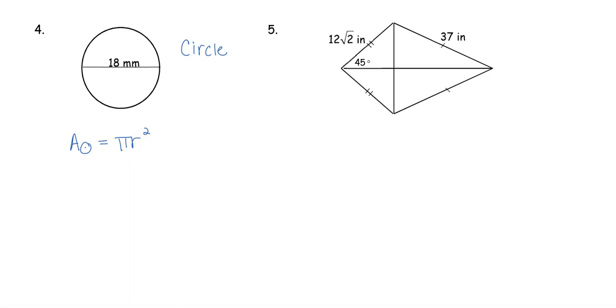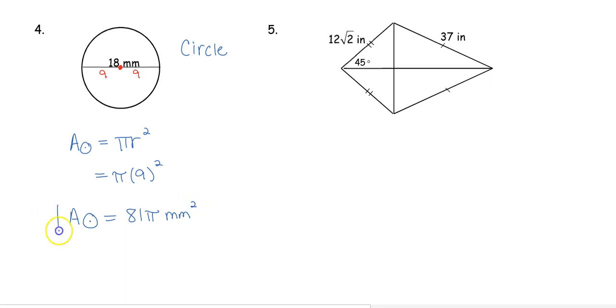When I look at my diagram, I just had that 18 across, which means that that 18 is the diameter, and 9 is going to be your radius. So be very careful about using the correct value. So pi times our radius of 9 squared, giving us the area of our circle as 81 pi millimeters squared.